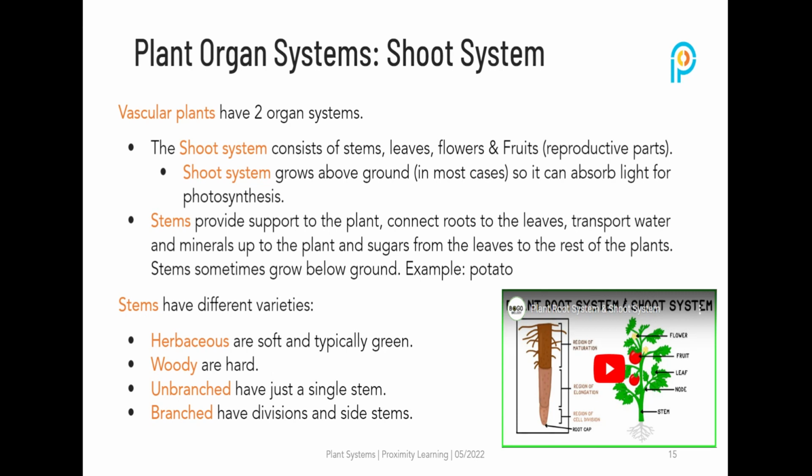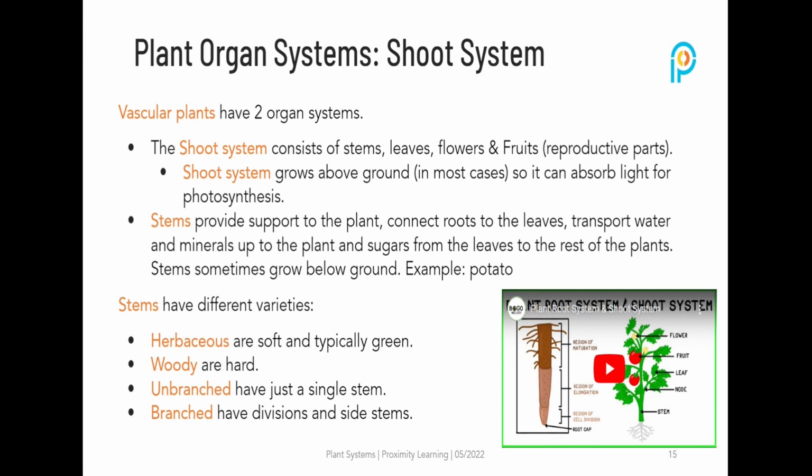Stems sometimes grow below ground, for example, potato. And stems have different varieties. You can have herbaceous, which are soft and typically green. We have woody, which are hard, unbranched, meaning they just have a single stem, and branched, meaning they have divisions or side stems.